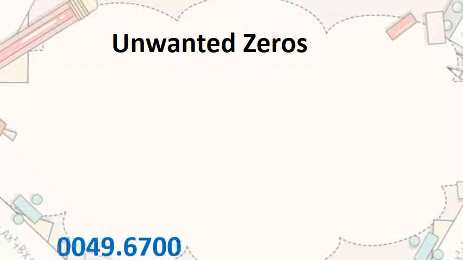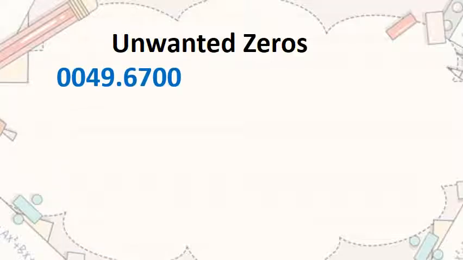Okay, so if we have this number over here, we have some unwanted zeros that are written but we don't need them. Let's think for a second, which of these zeros are not necessary or unwanted? So the unwanted zeros here are this 0, this 0, this 0, and this 0. See, we are ending up with the following number.